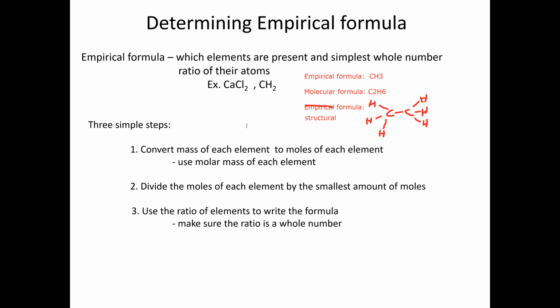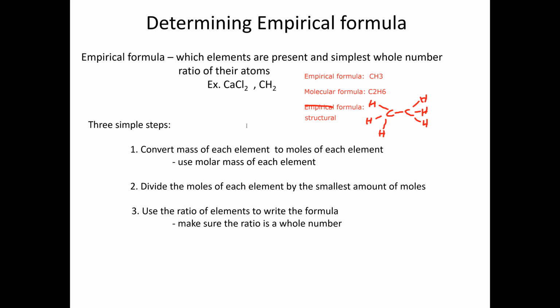Then we're going to divide by the smallest number of moles of a particular element. We're going to divide all the other moles by that. And this is going to give us a ratio of the elements. And if the ratios are all whole numbers, we can write it as a formula.